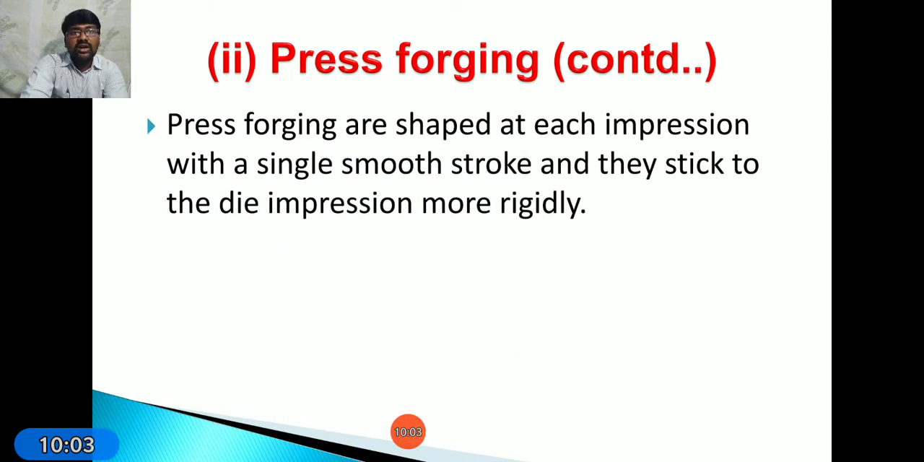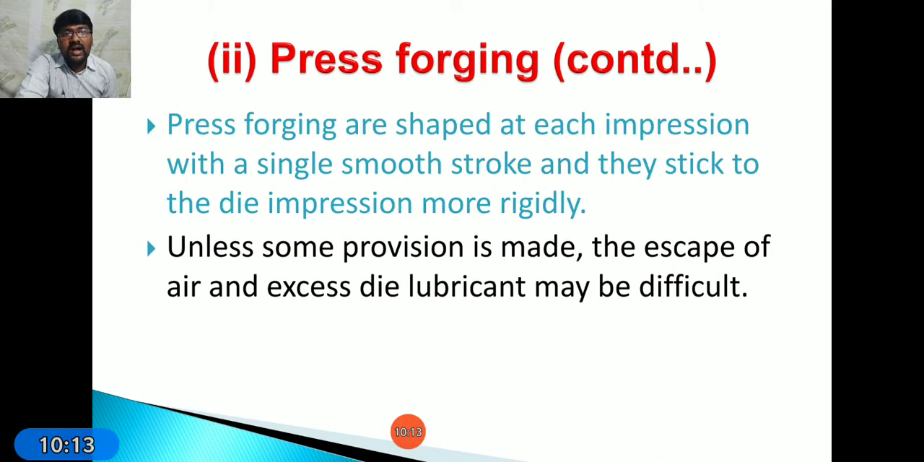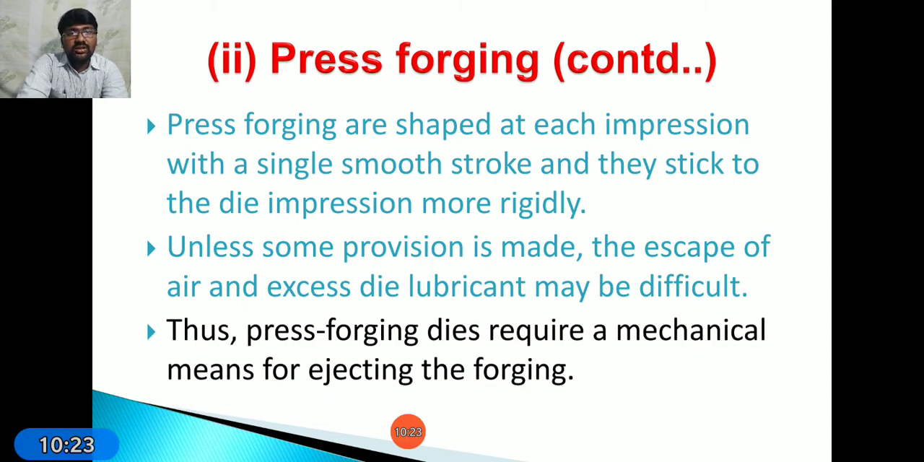Here, press forgings are shaped at each impression with a single smooth stroke and they stick to the die impression more rigidly. Unless some provision is made, the escape of air and excessive die lubricant may be difficult in the press forging process. Thus press forging dies require a mechanical means for ejecting the forging. After completion of the part, we have to remove the object from the dies. For that, we have to use extra equipment with a mechanical process.